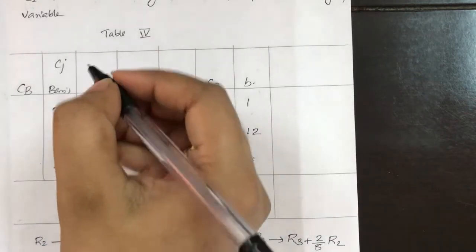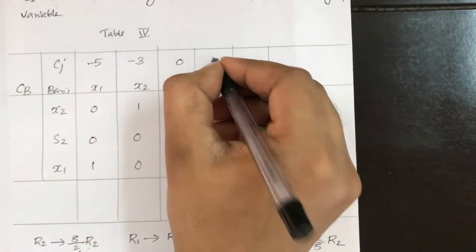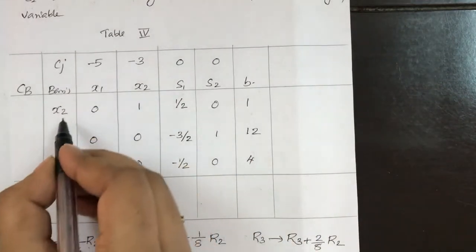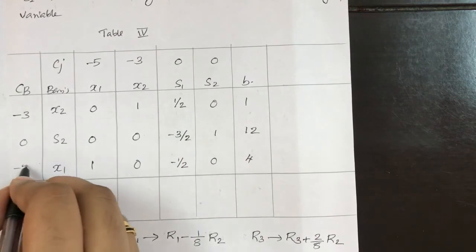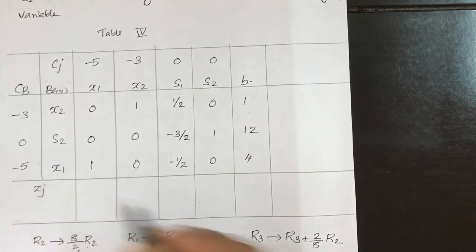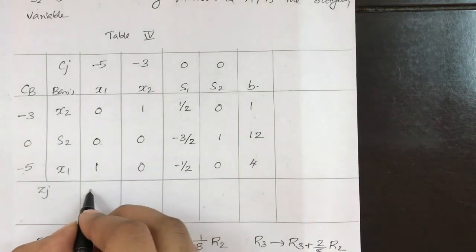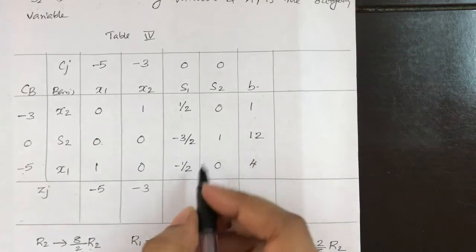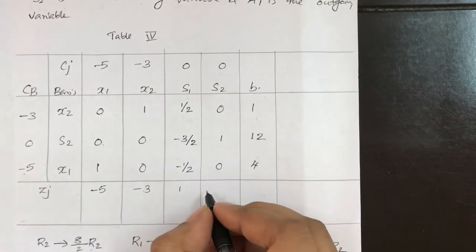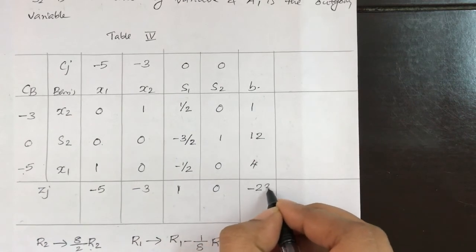Then our Cj values are minus 5, minus 3, 0, 0. Cb values: x2 minus 3, s2 0, x1 minus 5. Find the Zj values. Minus 3 into 0 plus 0 into 0 plus minus 5 into 0, that is minus 5. Here it is minus 3. Here it is 1. Next column 0. In column B, that is minus 23.